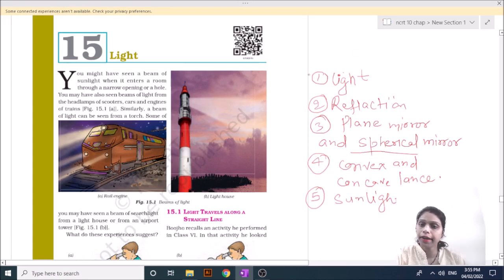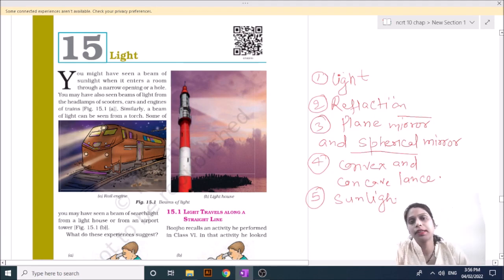Actually, what is light, how it travels, what is the phenomenon of reflection, and what are the characteristics of a plane mirror and spherical mirror we will study here. Also we will study about the convex and concave lens, and lastly we will discuss how sunlight gives reflection or diverges into 7 different colors. Then all the topics we will cover here one by one. Okay. Then first is light.